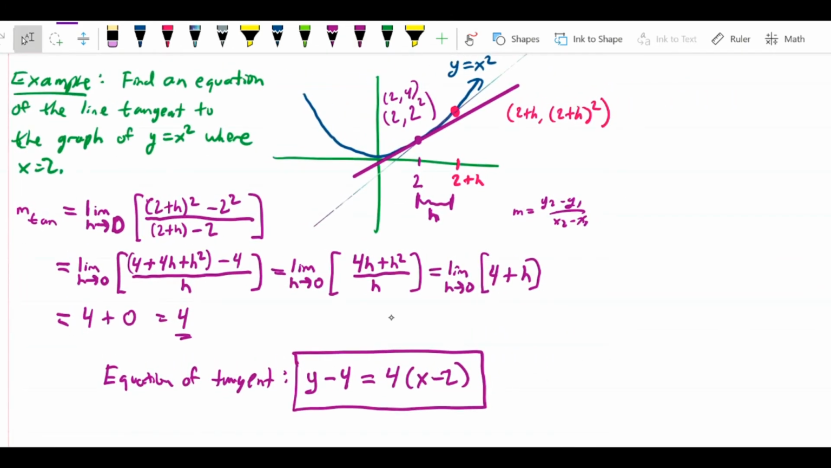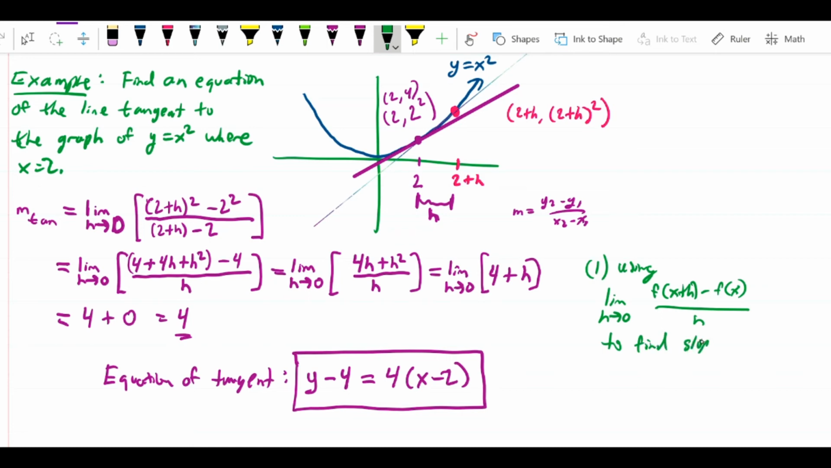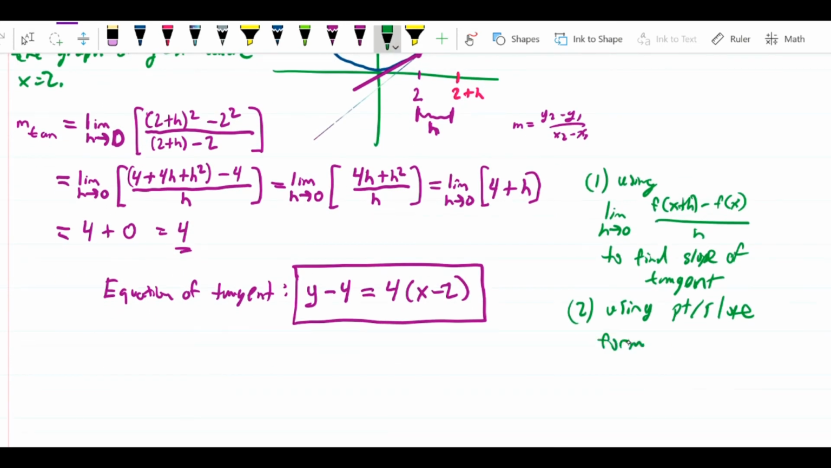squared. So note, there are really two different techniques in this problem. One is using the limit as h approaches 0 of f of x plus h minus f of x over h to find the slope of the tangent, and two, using point-slope form to find the equation of the line.